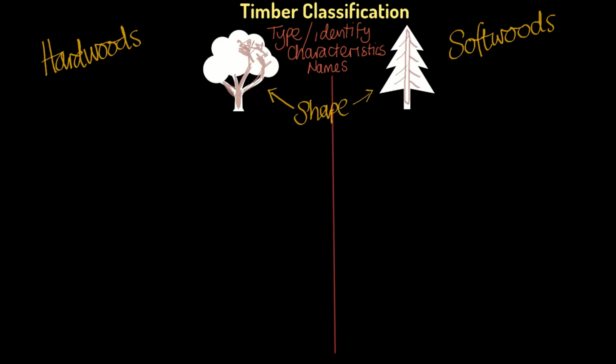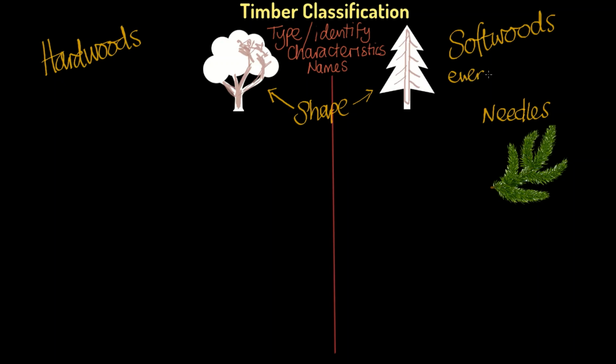Another visual clue is that softwoods have needles. Now you know that needles will stay on the tree all year round. I mean, if you've ever had a Christmas tree, fair enough, they fall off in your house because of the temperature. But the needles will fall off over a 2-year period. So we say that they are evergreen trees or conifers.